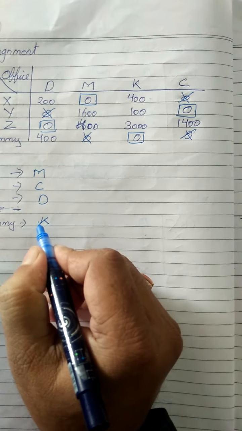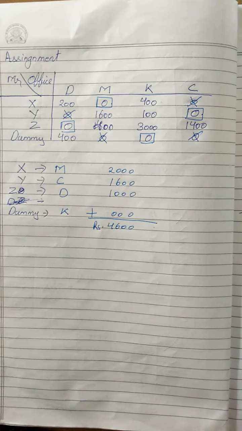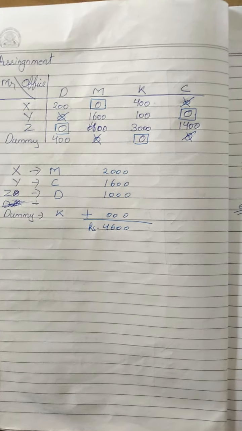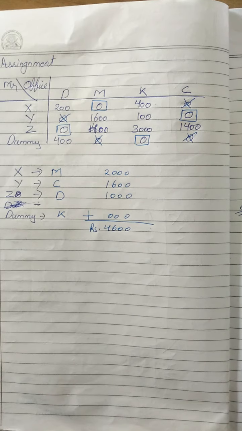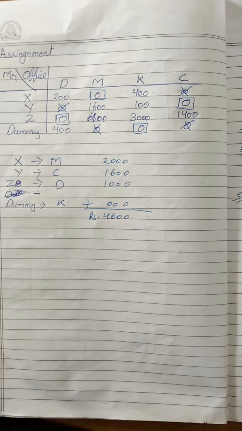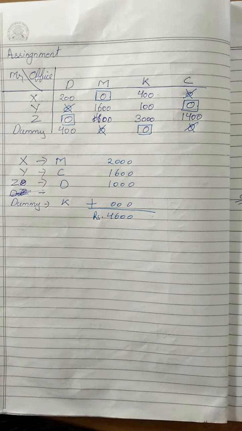Now we need to take the original values of the matrix and then find the final answer. Person X will go to Mumbai, person Y will go to Calcutta, person Z will go to Delhi, and dummy will go to Kolkata. Taking the values from the original matrix, the final answer is rupees 4,600. That means to assign the proper person to the proper office, we assign X to M, Y to C, Z to D, and the overall assignment cost is 4,600.